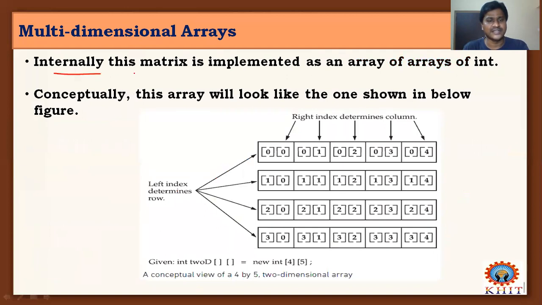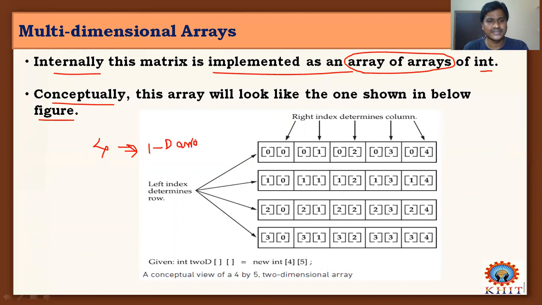See here, internally, this matrix is implemented as an array of arrays of int type. Conceptually, this array will look like the one shown below in this figure, clearly showing you that this is nothing but four one-dimensional arrays. Four 1D arrays are constructed here.